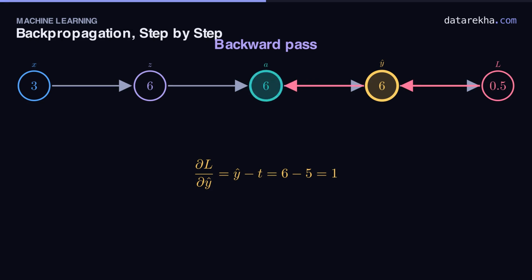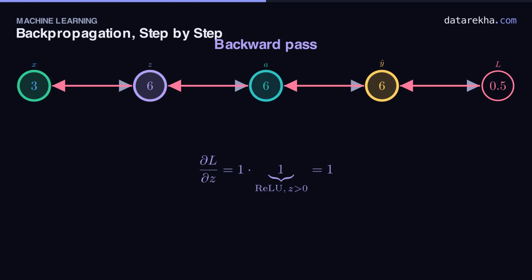Push it back one more step, from y hat to a. The identity step has local derivative 1. So we multiply our running 1 by 1 and delta is still 1. Now through the ReLU, from a to z. Remember, z was 6, comfortably positive. So the gate is open and its derivative is 1. Multiply again. Delta stays at 1. If z had been negative, this is where everything would have died to 0.